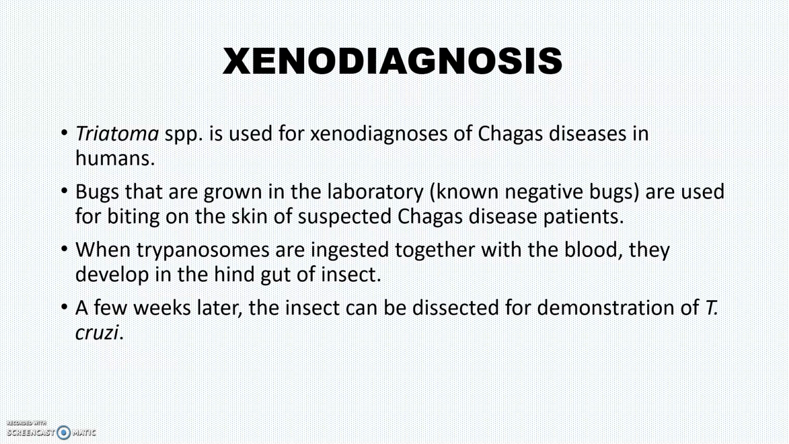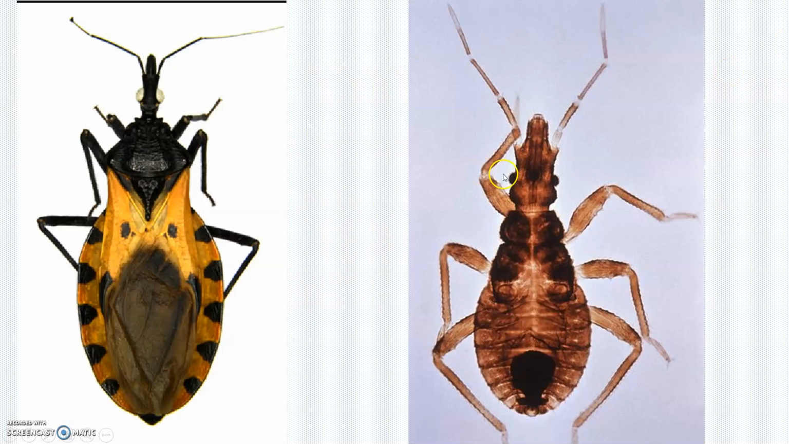When trypanosomes are ingested together with the blood, they will develop in the hindgut of the insect. So what happens? We will later dissect the insect and check for the Trypanosoma cruzi. If the Trypanosoma cruzi is present in the insect gut, means what is the diagnosis? That is, the suspected patient was positive for the Chagas disease. So these are the Triatoma species.